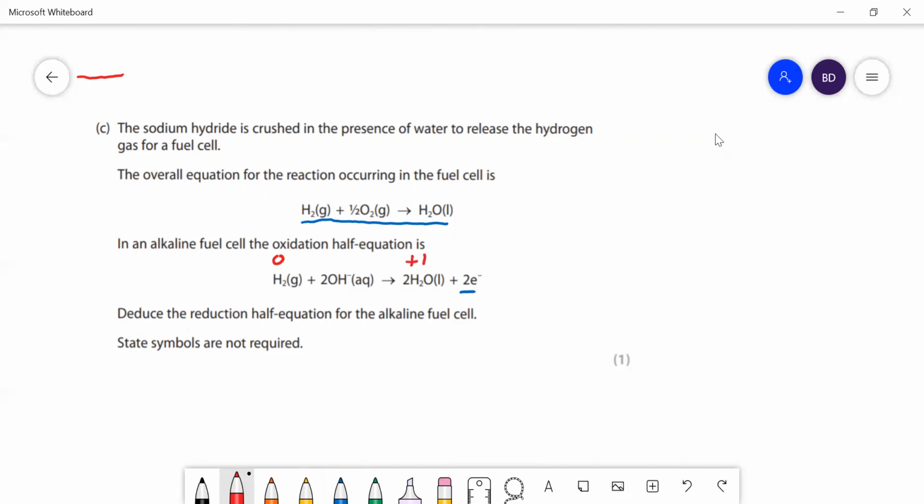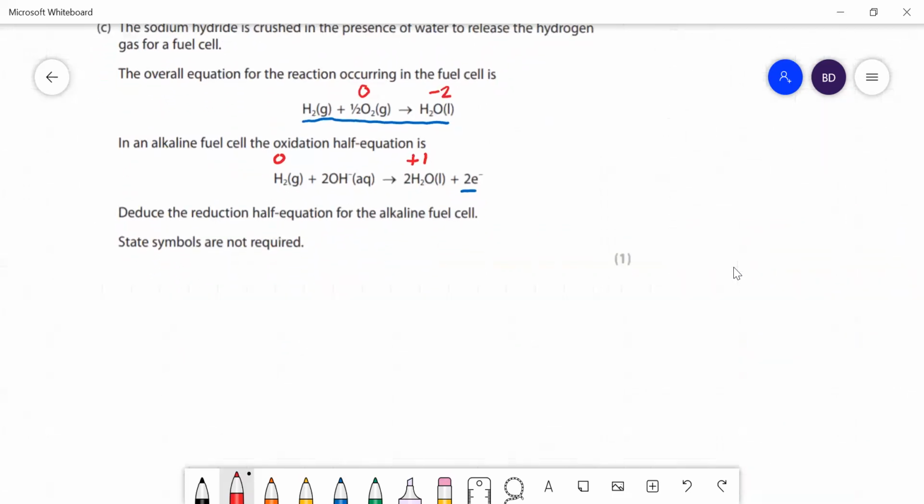So that means it must be the oxygen which is reduced. Let's do that. So the oxygen has an oxidation number of 0 there, and of course, the oxidation number in water is -2. Now, this is under alkaline conditions. So I'll show you how I would work out the half equation there under alkaline conditions. It's only a one mark question, but this is how I would do it. You may have a slightly different way of doing it.